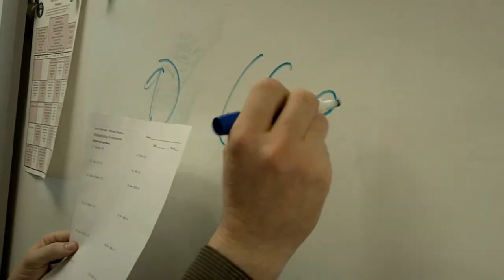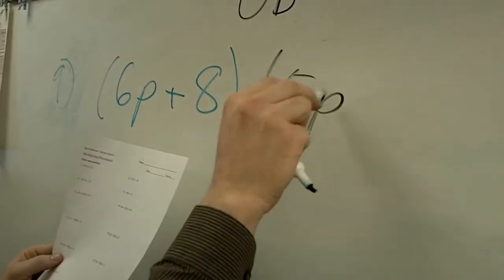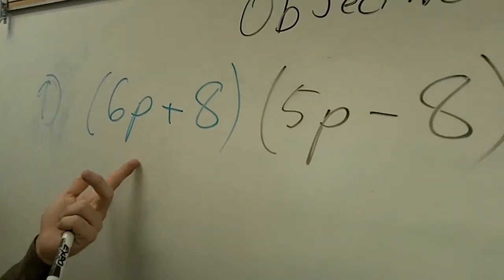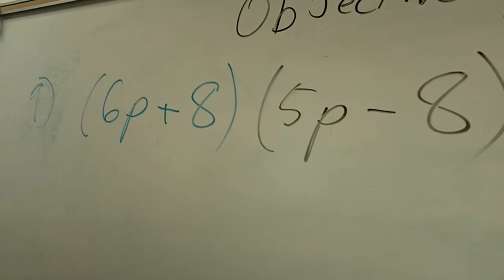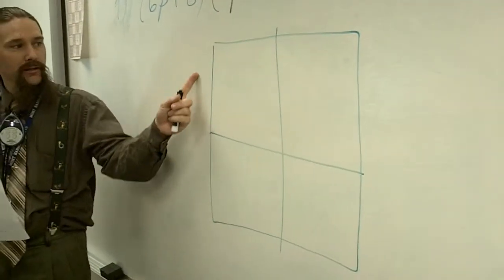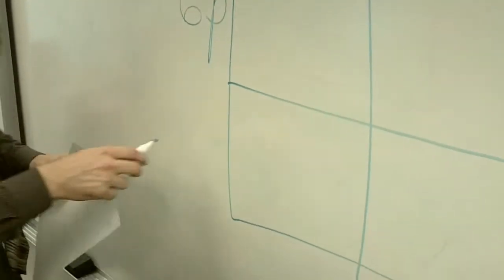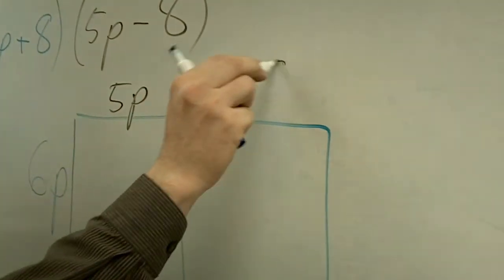So we'll do number 9, which is 6p plus 8 multiplied by 5p minus 8. So what do we got here? Binomial. Yeah, this is a binomial multiplied by a binomial. So what will our box look like? The original, 4 squares. Okay, what do I put right here? 6p. Right here? Plus 8. Then 5p at the top. Minus 8.